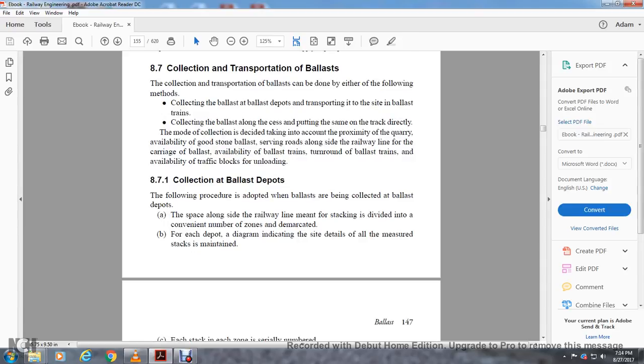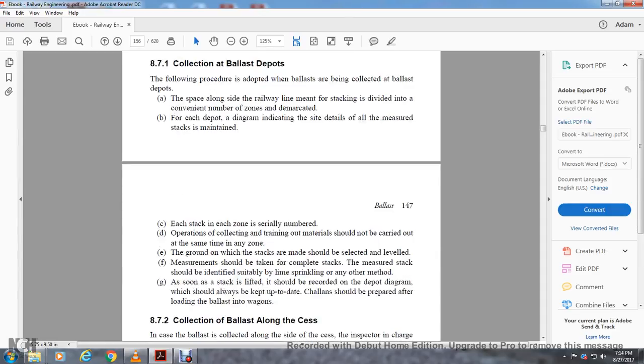8.7.1 Collection of ballast in depots. The procedure adopted when ballast is collected in depots is to space the stacks along the side of the railway line, dividing it into a convenient number of zones demarcated for each depot. A diagram indicating the site details, with the measured stacks, is maintained.